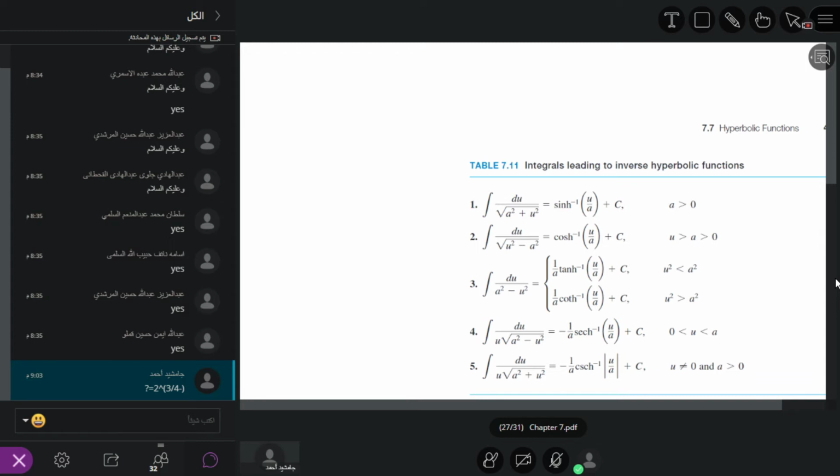So here 9 by 16 we shift to the other side. Thus we get cosine hyperbolic square x is equal to 1 plus 9 by 16. Now here, 1 plus 9 by 16 is equal to what?